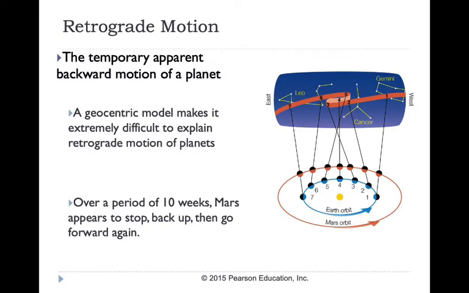So in our orbits, as Earth passes it up, we're going here and we're passing it up, then Mars here is ahead of us. Then we catch up, and then it starts going behind us. So it appears that it starts moving backwards. And so that model had difficulties explaining that. And this happens over a couple of weeks.